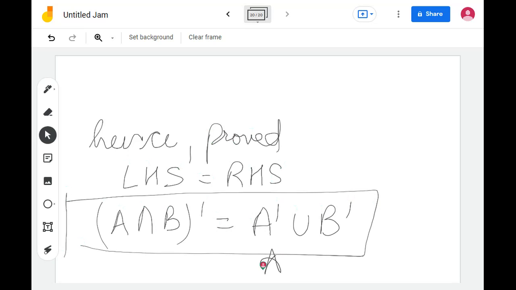Now we are shifting to question number 7, the last question of this exercise. This is the last question.